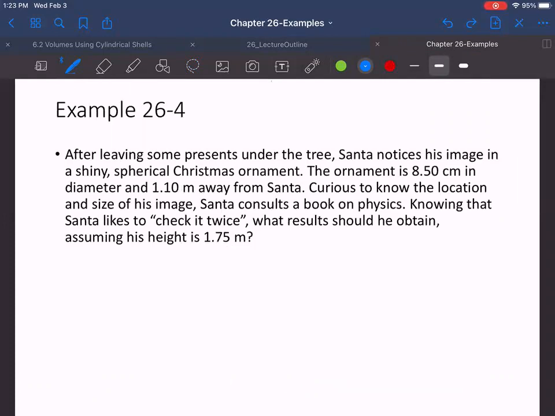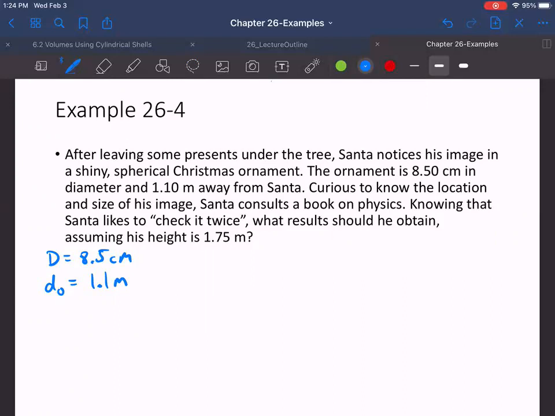After leaving some presents under the tree, Santa notices his image in a shiny spherical Christmas ornament. The ornament is 8.5 centimeters in diameter. All right, so we can go ahead and write that down. Diameter equals 8.5 centimeters. And 1.1 meters away from Santa Claus. So that would be our object distance, 1.1 meters.